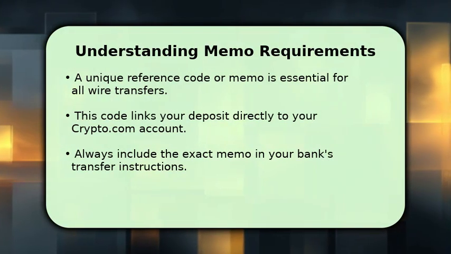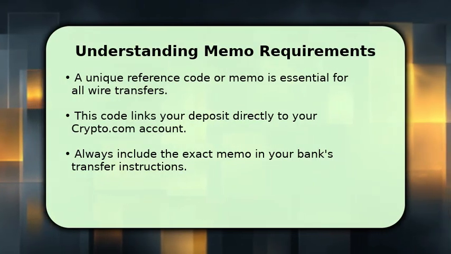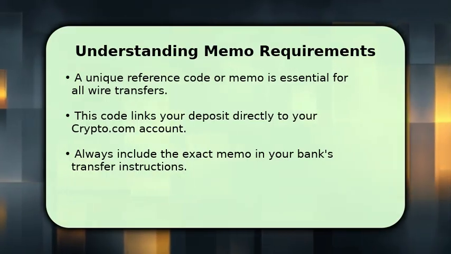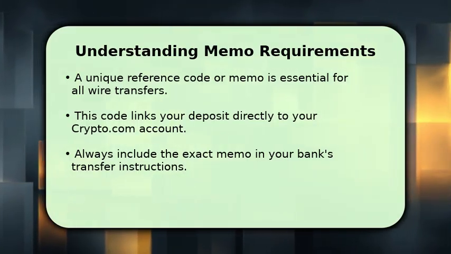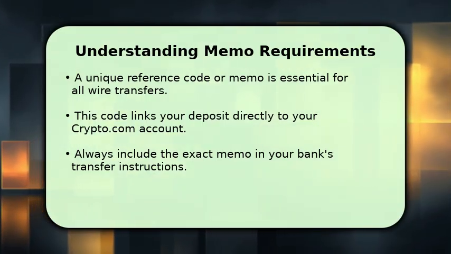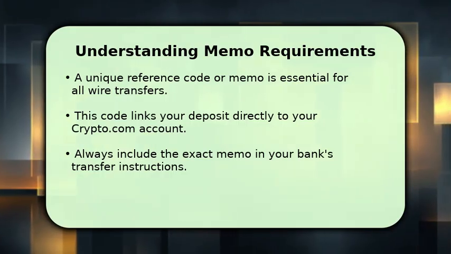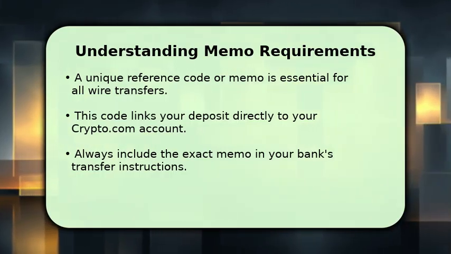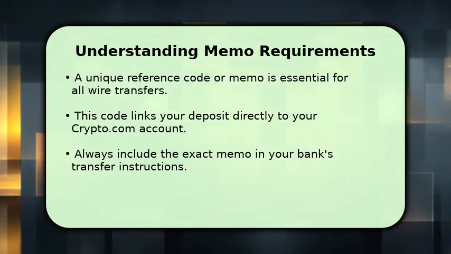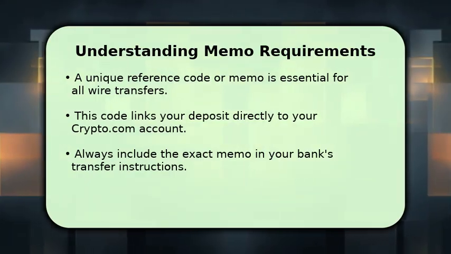The memo or reference field is perhaps the most critical part of your wire transfer. This unique code acts as your personal identifier, ensuring the funds are correctly linked to your Crypto.com account. You must include this exact memo in the reference or description field when initiating the transfer from your bank. Failing to include the correct memo can lead to substantial delays in processing your deposit or even result in lost funds, requiring a lengthy recovery process.